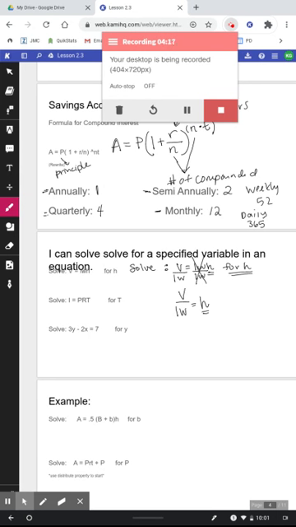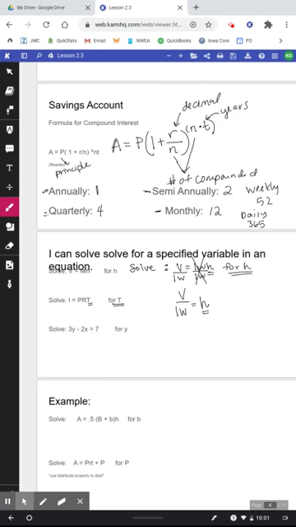Number 2, solve I equals PRT for T. And again, I underline what they want me to solve for. It's kind of just like our last one. If I ask myself what's happening to T, it's being multiplied by P and R. So the opposite would be to divide both sides by P and R. Those will cross out. And so my final equation for number 2 is going to be I divided by PR equals T.